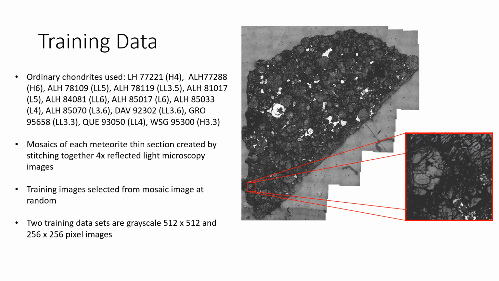Specifically, training data was gathered by making mosaics of each meteorite thin section, which were created by stitching together 4x reflected light microscopy images. Then, training images were selected from the mosaic image at random. 2 training data sets are available. Both are grayscale. One is 512 by 512 pixels squared, and the other has 256 by 256 pixels squared images.